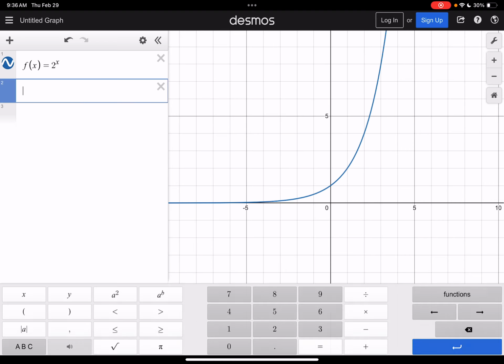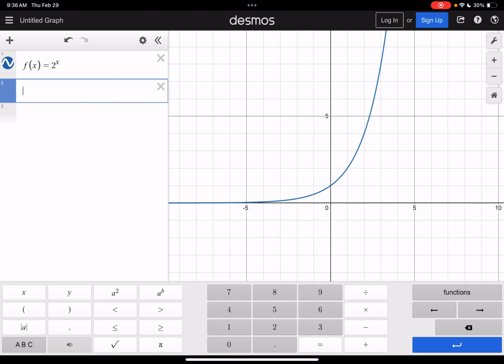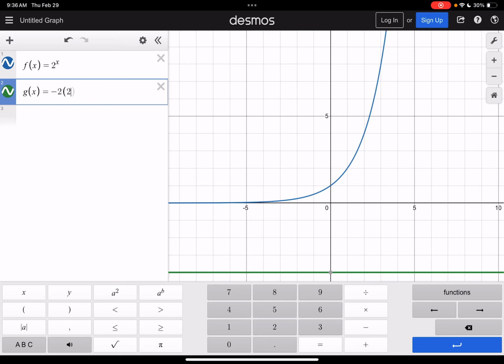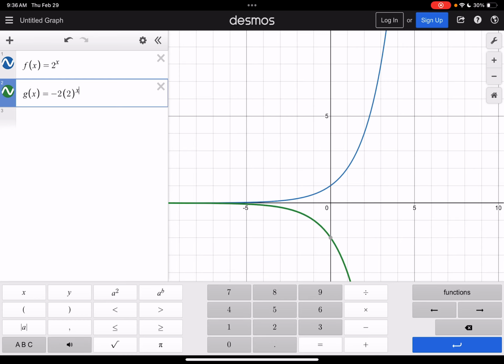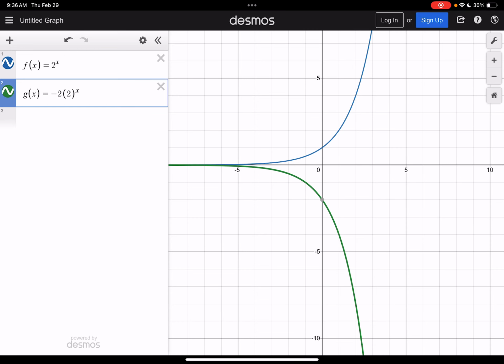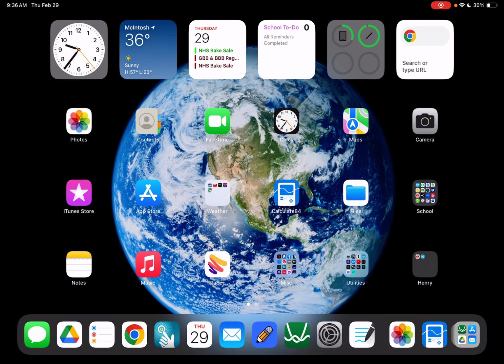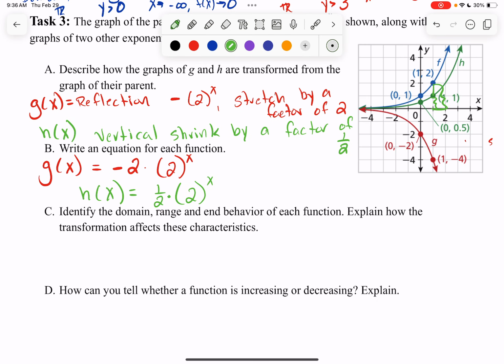So there's my 2 to the x, so I could type in my other one, g of x equals, and what did we just say, negative 2 times 2 to the x. There, yep, that looks like it. Okay, so we always want to double check with the graph. So we want the domain and range and end behavior of each function. Explain how the transformation affects these characteristics.